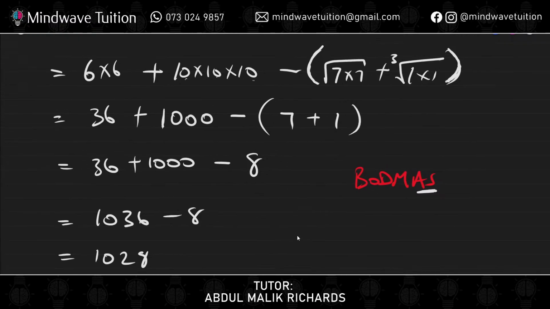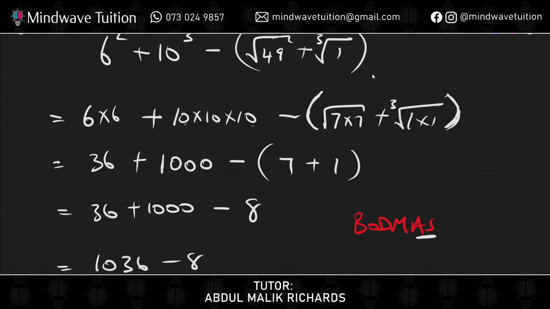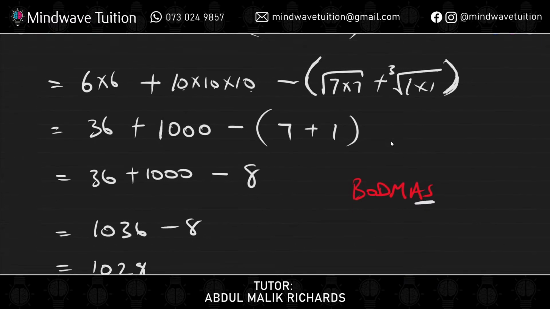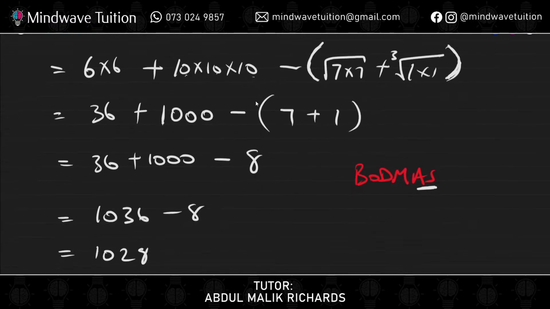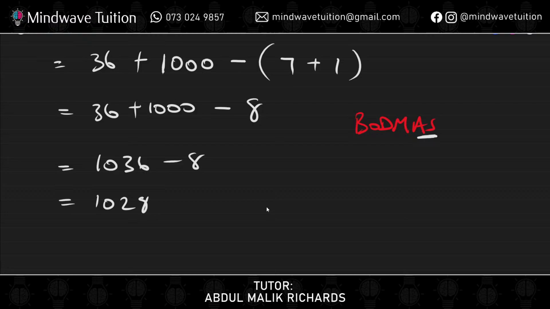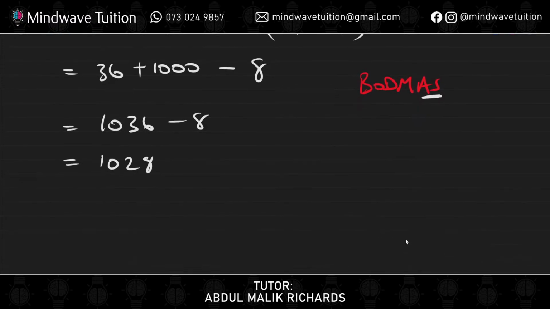So even though they are mixing exponents and roots, exponents and square roots and cube roots, we can still calculate them separately and then add and subtract or multiply and divide, whatever the case may be. So let's look at some other examples quickly. Let's do something a bit more challenging.